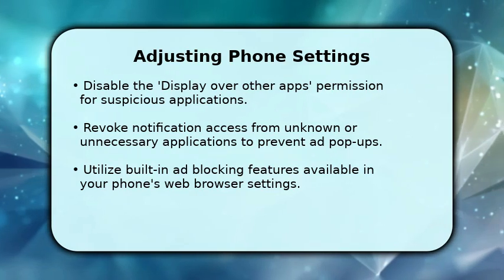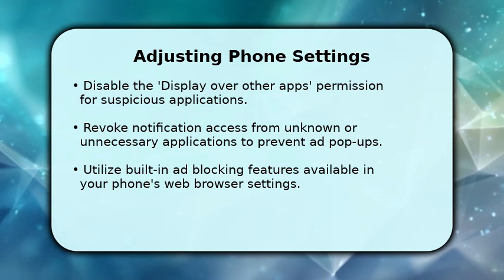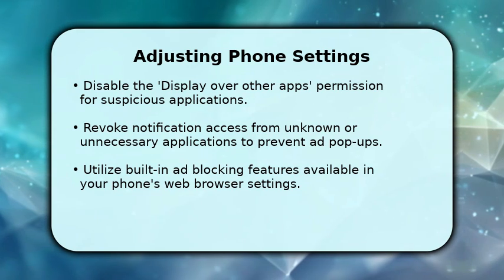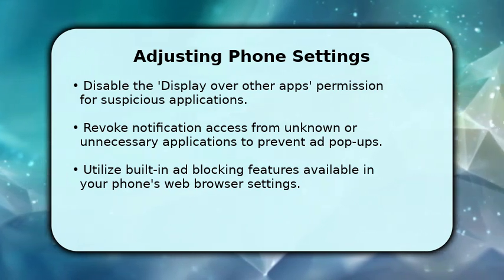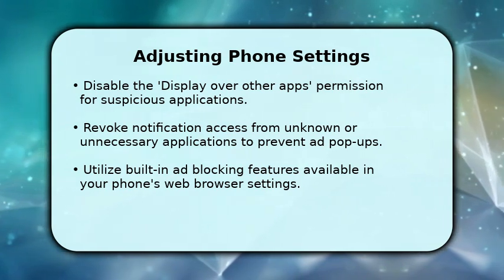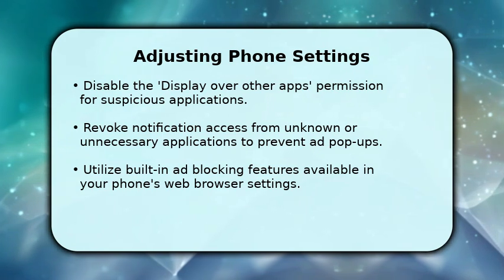Once you've identified potential ad-generating apps, navigate to your phone's app settings. Locate the suspicious application and disable its display over other apps permission. This is a critical step to prevent pop-up ads. Also, revoke any unnecessary notification access from these apps. Many unwanted ads appear as notifications.